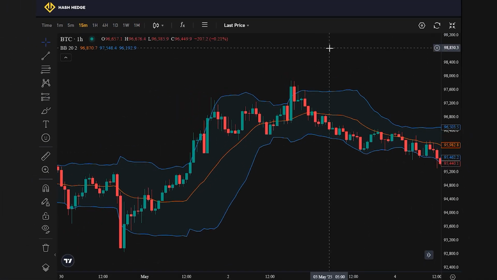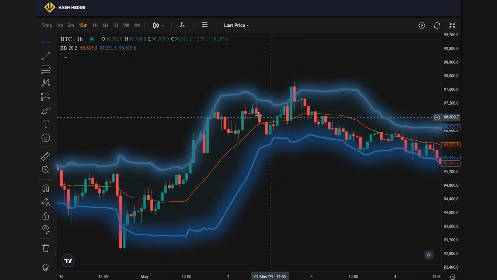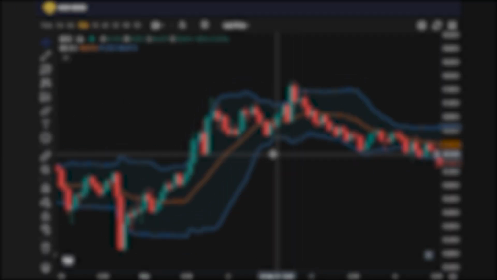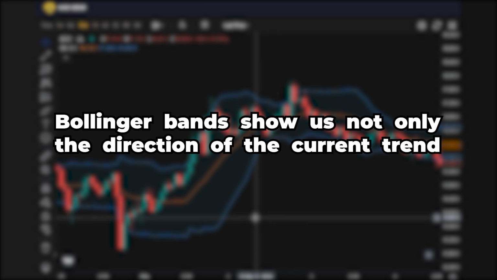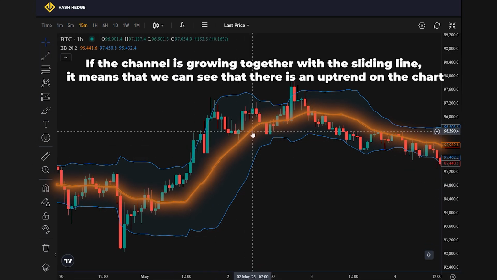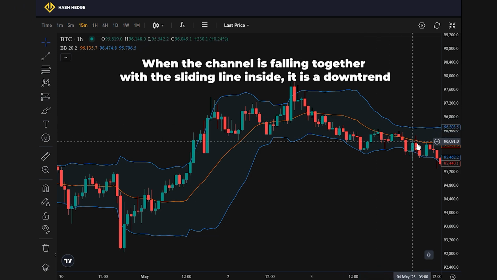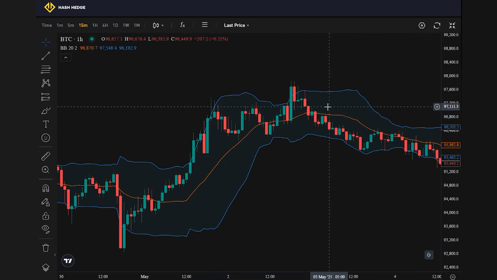So Bollinger Bands solve this problem in many ways. Because in addition to the moving average, this orange line here, we also have blue lines on the edges. This is the standard deviation. Bollinger Bands show us not only the direction of the current trend: if the channel is growing together with the moving average, we can see that there is an uptrend on the chart. When the channel is falling together with the moving average inside, it is a downtrend. So we see the same thing that we would see if we only used a moving average.